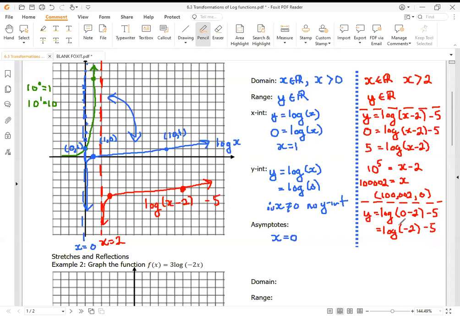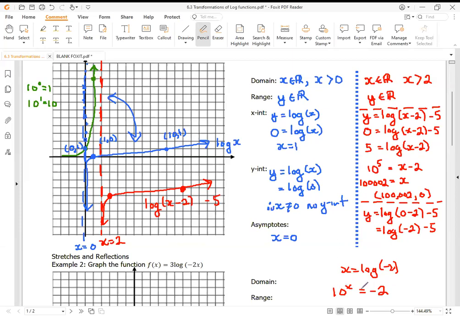What? Log of a negative? What does that mean? If I asked you, what is this equal to? Would you be able to solve it? 10 to the power of x equals a negative 2. Thoughts? Careful, I think you're mixing it up with something. Look again. 10 to the power of x equals a negative 2.